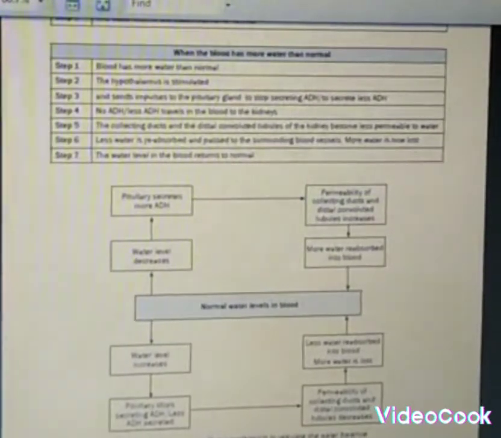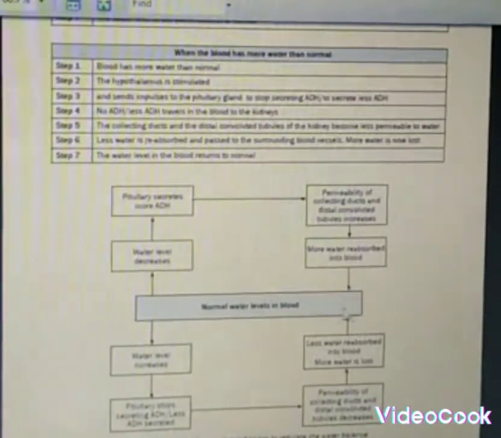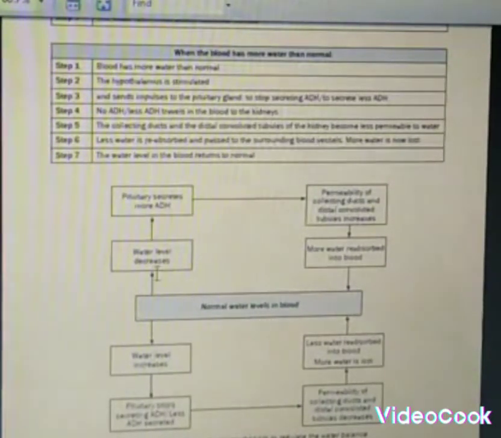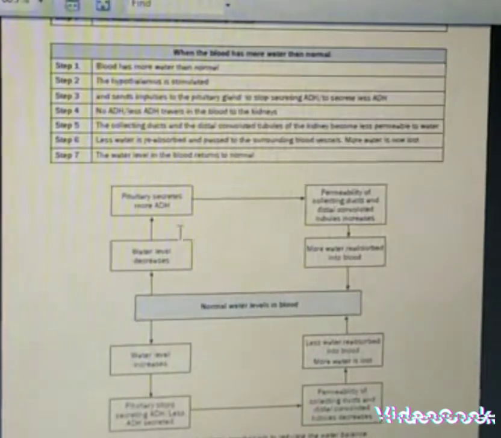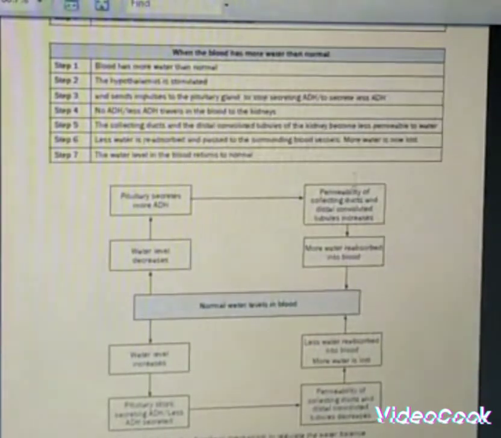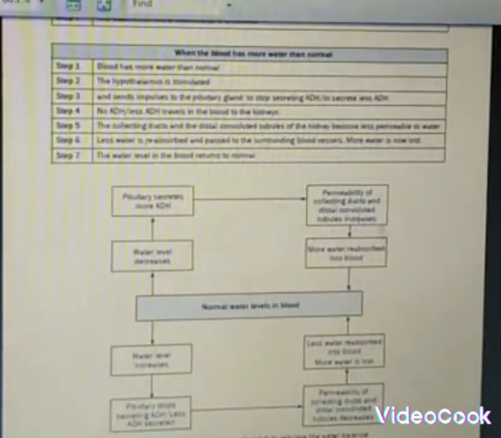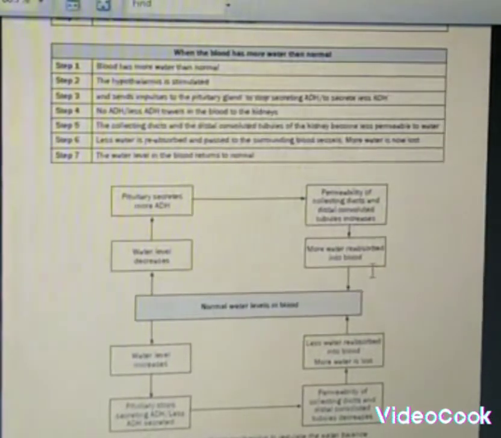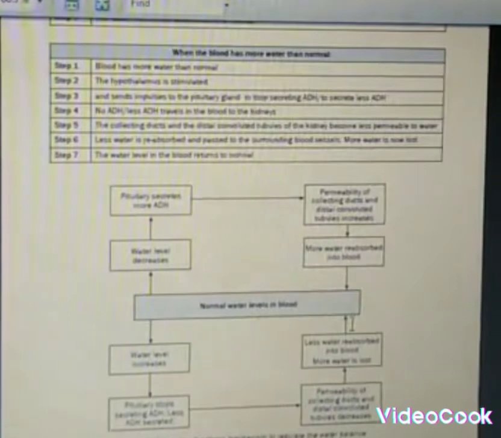So when you're reading these diagrams, you always start from the normal water levels in the blood. When there's a decrease in the water levels, the pituitary gland secretes more ADH, and this ADH increases the permeability of the collecting ducts and the distal convoluted tubules, meaning more water is going to be reabsorbed. And once more water is being reabsorbed into the blood, at the end of the day, it reaches the normal state, right?